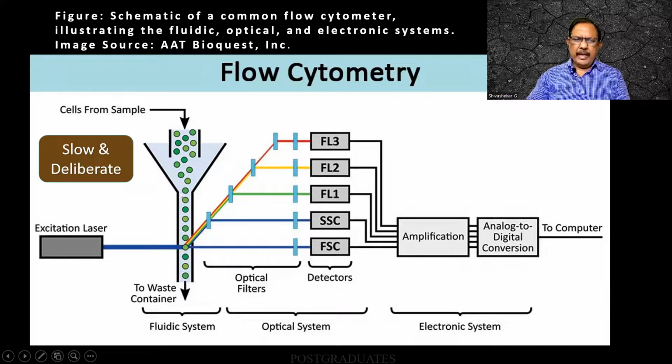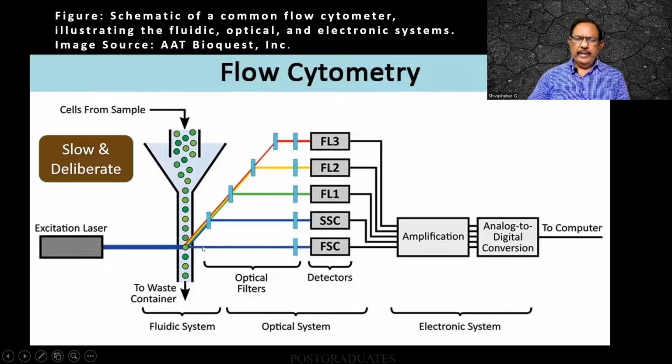As I mentioned, there will be an outer sheath and an inner sheath of fluid, the cells pass through an inner sheath alone. Therefore, only one cell at a time, which interferes with the laser beam. It can either allow the laser to pass straight, which is called forward scatter, or sometimes it can get reflected sideways, which is called the side scatter.